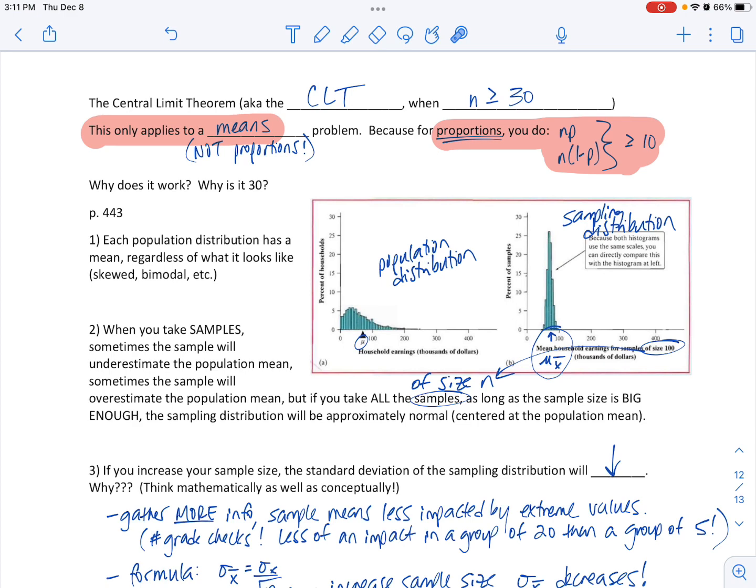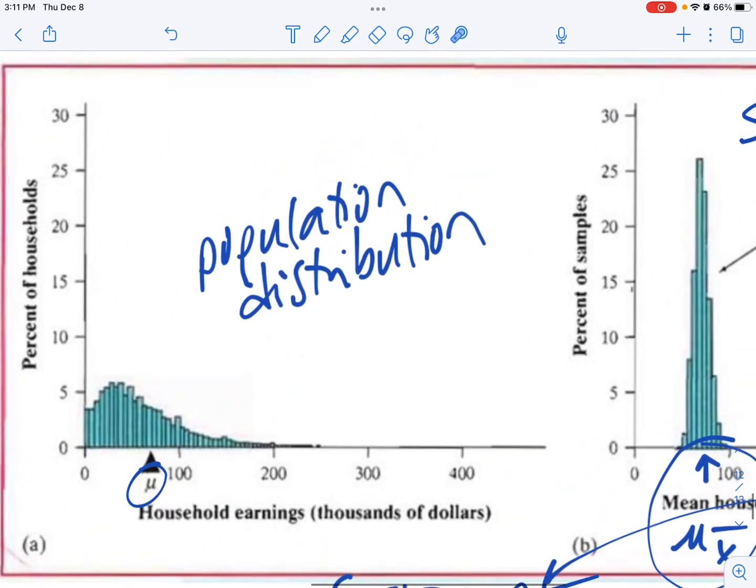On page 443, you will see this picture, and this was in the reading guide. And again, I expect that you have already read this, and this looks familiar to you. But let's take a look at this population distribution. Remember what a population distribution means. It means every single dot on this dot plot down here stands for a house, in this case. What are the household earnings? Okay? And we have percentages here.